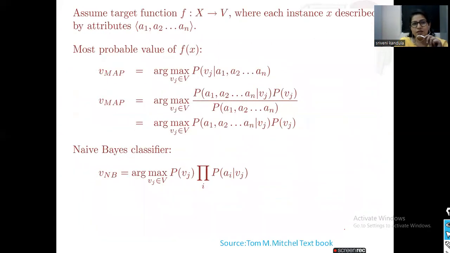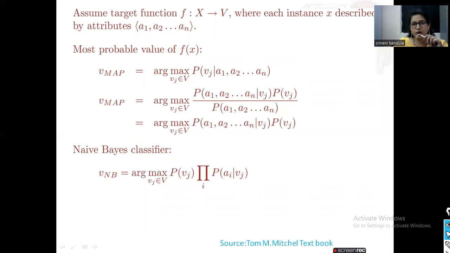So here is the Naive Bayes algorithm in brief. Always we will be computing the most probable value, which can be expressed with the help of VMAP. VMAP is argmax over Vj belonging to V of P of Vj given A1, A2, and so on up to An. These are the attribute values. The same thing, with the help of Bayes theorem, we can also represent as P of A1, A2, up to An given Vj, multiplied by P of Vj, divided by P of A1, A2, and so on up to An. This is the basic Bayes theorem formulation, right?